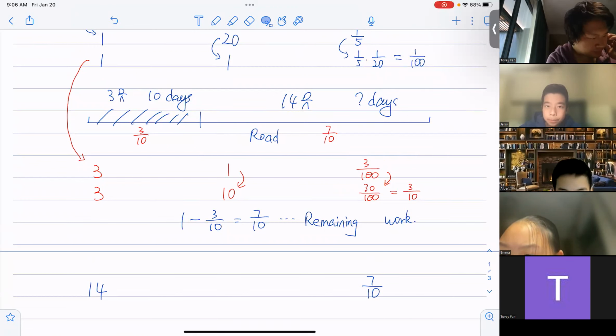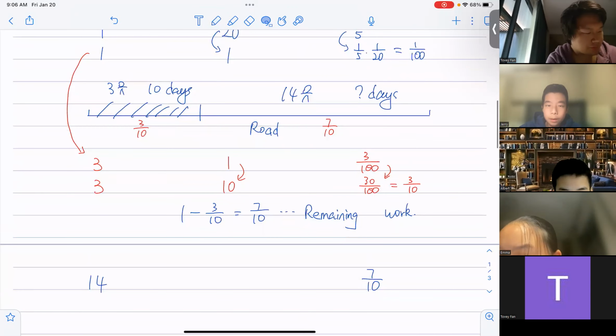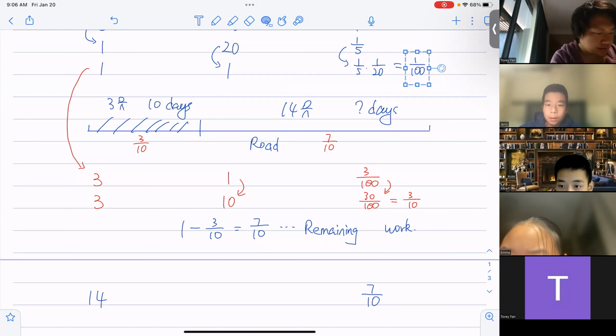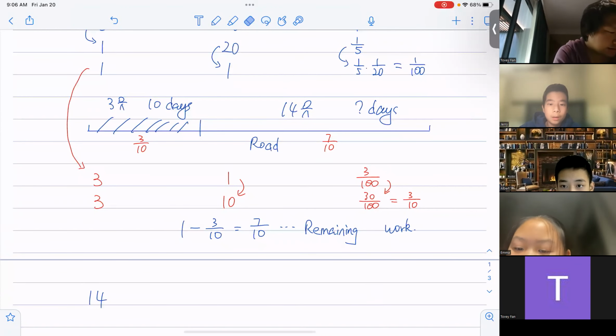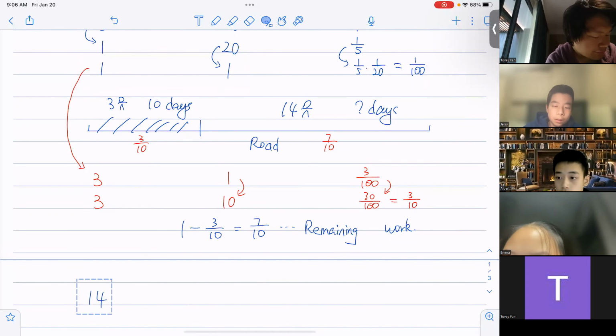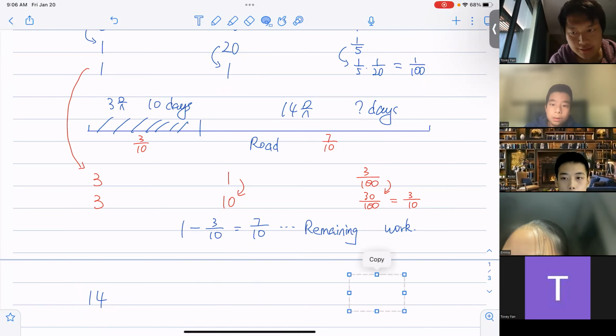Multiply by 14. Very nice. Multiply this by 14, right? Very good. Okay. So guys, think about this. Again, one person in one day can do 1 out of 100, right? Now we are trying to figure out how long 14 people take to finish 7 out of 10, right?